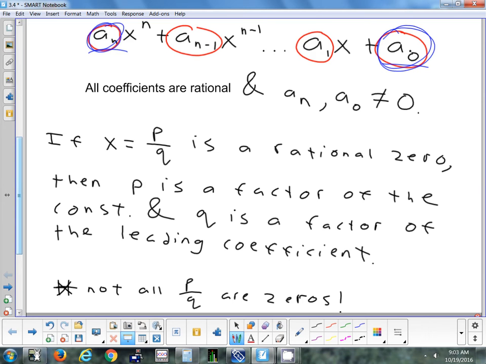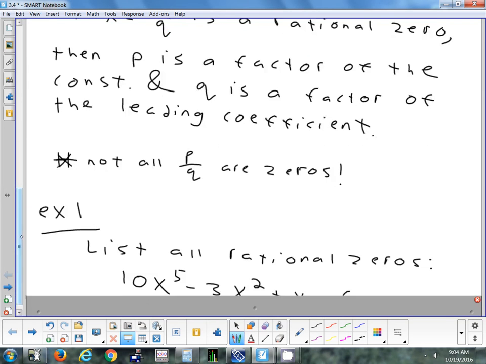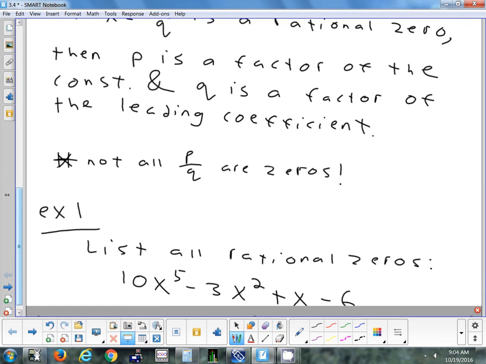Okay, so we're going to be generating a pretty big list for some problems, and not every number in the list is going to be a root. You'd have to investigate that list a little further to figure out which ones actually are roots. Okay, so we'll try an example.